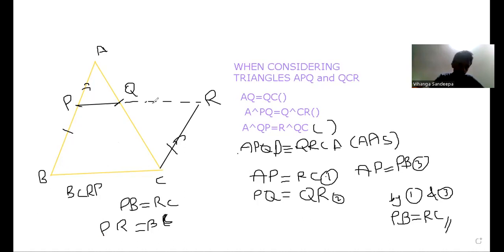Why does PR equal BC? By the midpoint theorem, BC is parallel to the side PQ, and also by the corresponding elements PQ equals QR. Then PQ plus QR means PR.